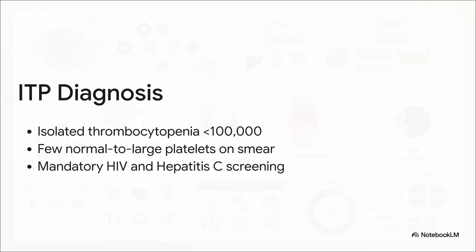So what if you see isolated thrombocytopenia? I'm talking platelets below 100,000, but every other cell line is totally normal. That's classic immune thrombocytopenic purpura, or ITP. If you look at the peripheral smear, you'll see just a few normal to large platelets. Your next best step here is absolutely crucial. Mandatory screening for HIV and hepatitis C, because secondary ITP can actually be the very first way those infections present.